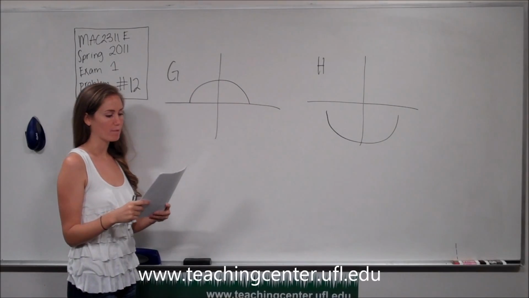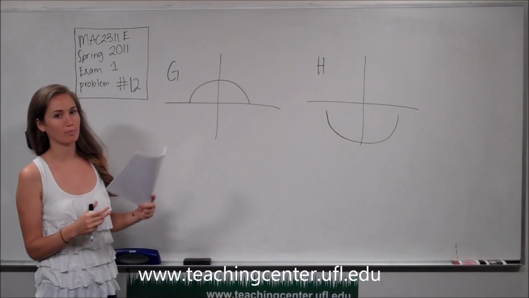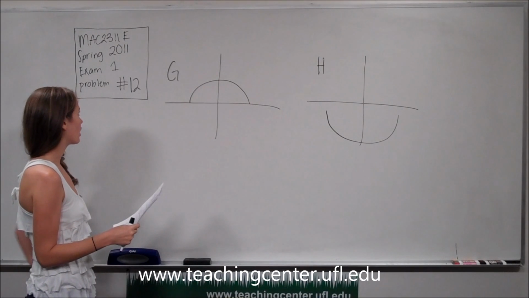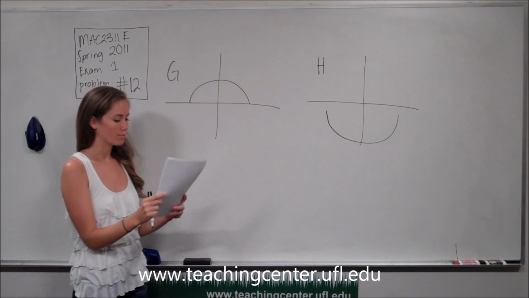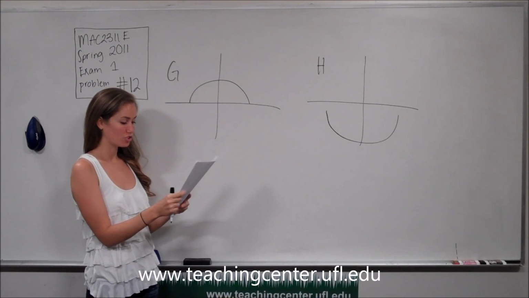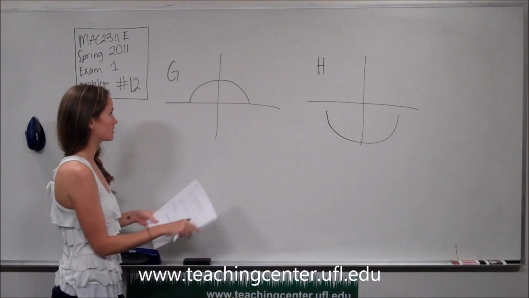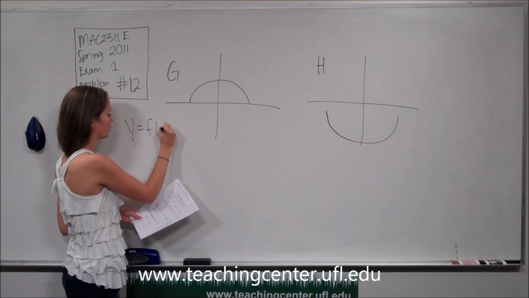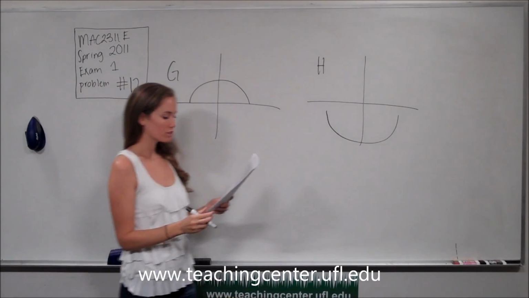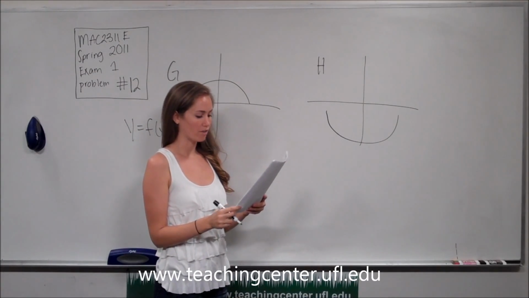Hi, right now we are doing problem number 12 for Engineering Calc MAC 2311E from the Spring 2011 Exam 1. Number 12 says, given the graph labeled g of the function y equals f of x. So this is g and it's the graph of the function y equals f of x. It says, which of the choices below could represent the graph labeled h?